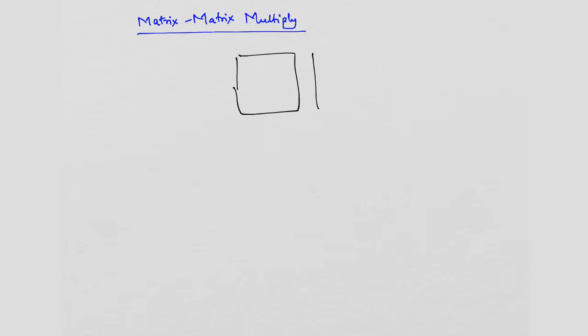Now let's go to matrix-matrix multiply. What do I want to do? I have two matrices, A and B. I want to compute A times B and store it in C. For simplicity right now, I'm going to assume that they're all n cross n.